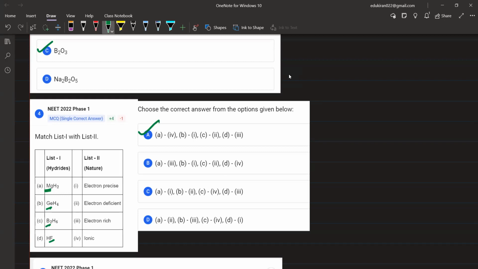B2H6 की अगर हम बात करें तो obviously it is going to be electron deficient. Why is it electron deficient? Because boron के पास कितने hydrogens हैं? Each boron has 3 hydrogens. That means 6 electrons. HF is electron rich. Why? Because fluorine has lone pair electrons. ठीक है, और बाकी किसी में lone pair electron यहाँ पे नहीं है.